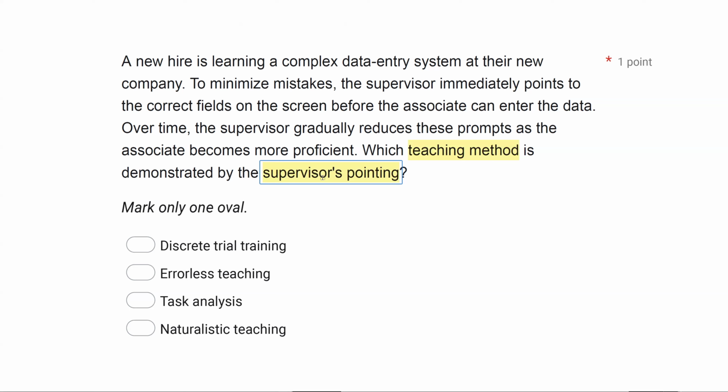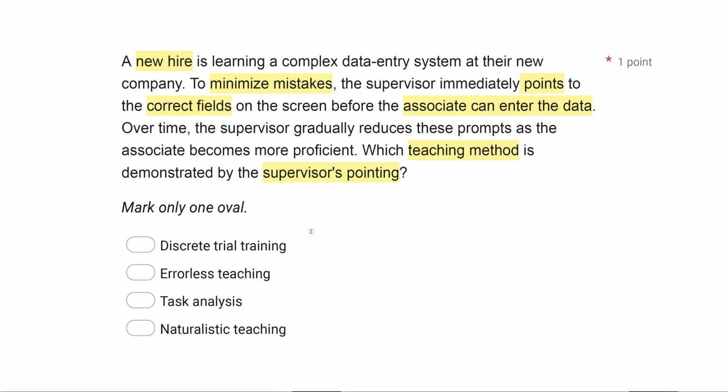So let's think about when that's occurring. We know we have a new hire, they're learning this new system, and we're trying to minimize mistakes. So immediately you're starting to think, okay, trying to eliminate or minimize mistakes. To do that, the supervisor points to the correct answer before the associate can engage in a response. So if we're showing or demonstrating the correct response before giving the client an opportunity to respond, what are we doing? Well, we're trying to prevent errors, and that is what is happening here. The supervisor wants to minimize mistakes. They want to prevent errors. What teaching method is demonstrated by trying to prevent these errors?